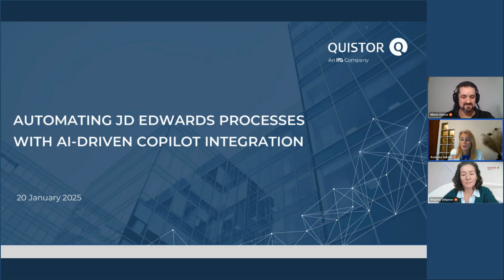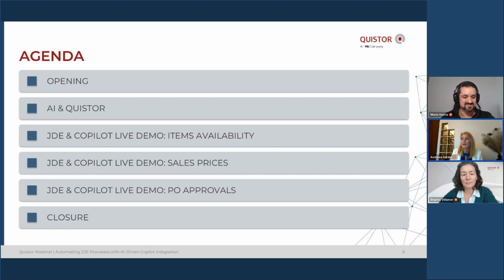So I'm super glad to have today with me my colleagues Begonia and Mario, who will help me to speak to you about AI and the work we do in Quistor, to show you how we are going to run some items availability searches, some sales prices, also do some PO approvals. To do that, we are actually going to create a couple of stories. So we're going to start acting today, and we will put you in some real case situations that your users may have, your managers may have on a daily basis.